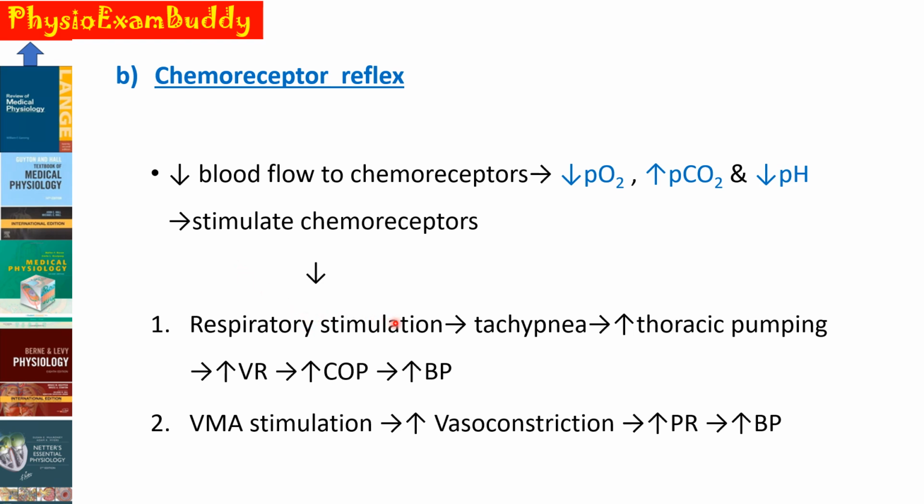This respiratory stimulation and tachypnea will increase the thoracic pumping, which will increase the venous return, cardiac output, and hence the blood pressure. And another action of the chemoreceptors is that they can cause direct stimulation of our vasomotor area and enhance the already existent peripheral vasoconstriction by the baroreceptor reflexes, and cause an increase in the peripheral resistance as well as an increase in the blood pressure.